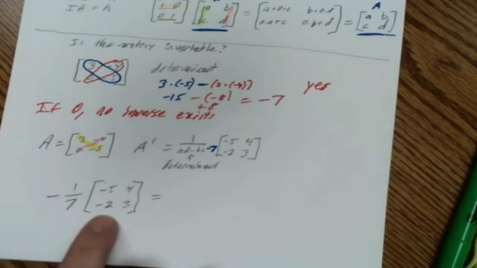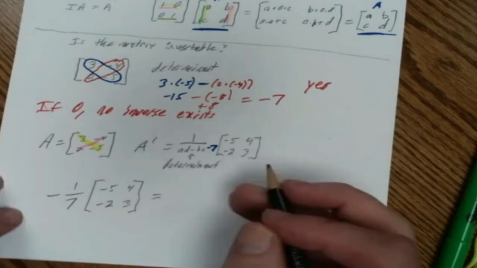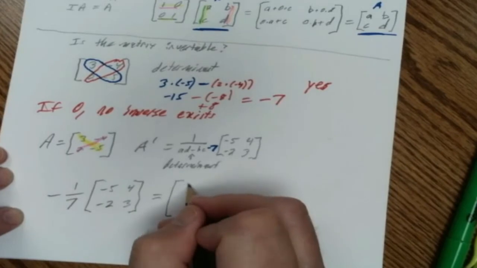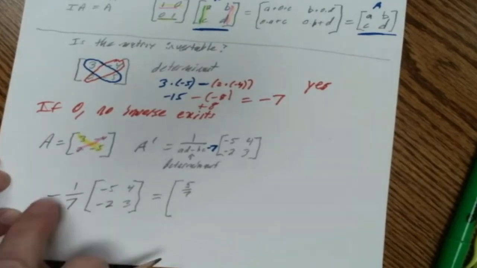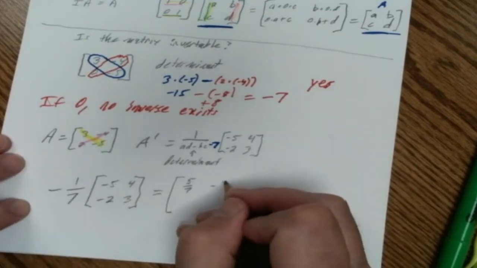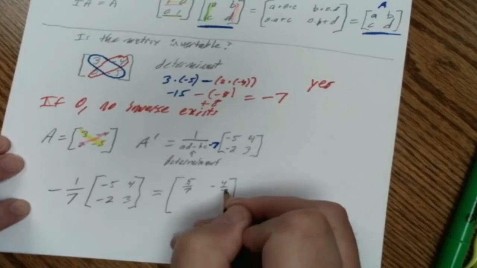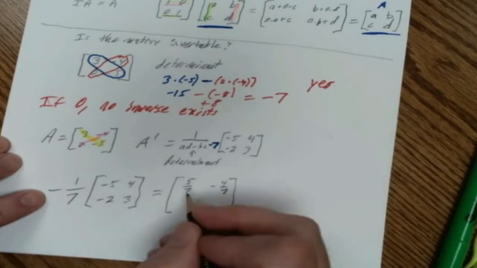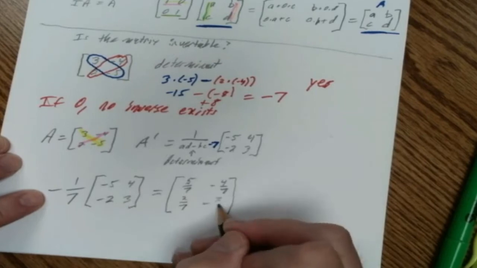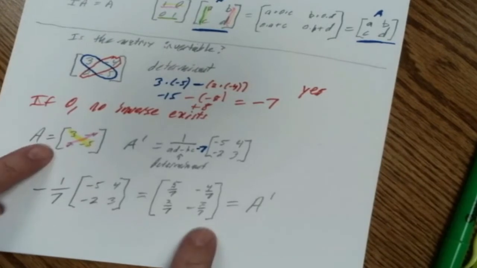Now, this is just scalar multiplication. It's just taking a number times a matrix, which means we just take the number times each entry. So negative 1/7 times negative 5 is 5/7, and it's positive because that was a negative times a negative. Negative 1/7 times 4 is negative 4/7. Negative 1/7 times negative 2 is a positive 2/7. And 3 times negative 1/7 is negative 3/7. So this is what the inverse is to that one.